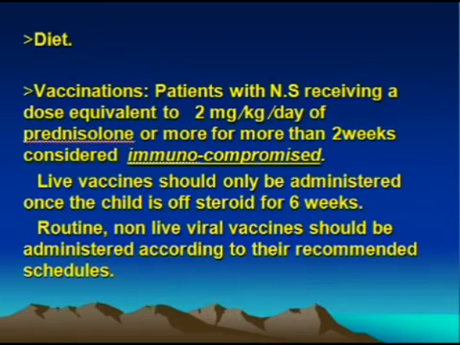Diet, as mentioned in the previous slides. Vaccination. A patient with nephrotic syndrome receiving a dose equivalent to 2 mg per kg per day of prednisolone or more for more than 2 weeks is considered an immunocompromised patient. Live vaccine should only be administered once the child is off steroid for 6 weeks, while the routine non-live viral vaccines should be administered according to their recommended schedules.